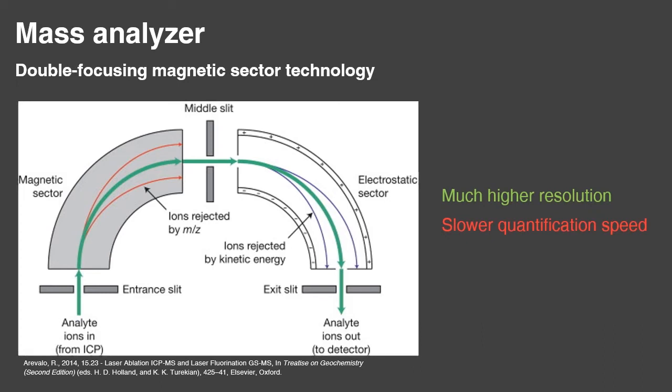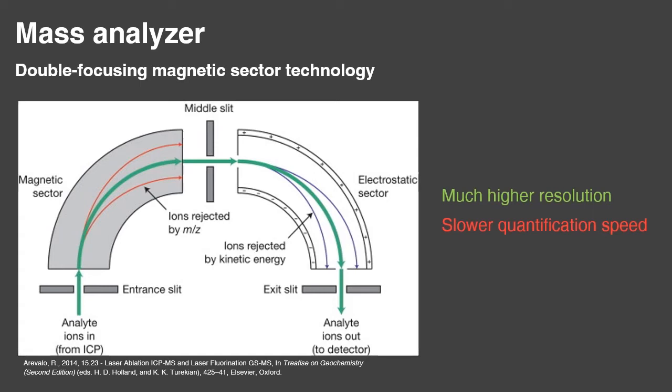The magnetic field separates the ions by their mass-to-charge ratio, that is, by energy to mass, and the electric field focuses the ions by their kinetic energy. The double focusing enables a significantly increased resolution in comparison to quadrupole mass analyzers, but has a notably slower working speed. Double focusing magnetic sector mass spectrometers therefore are commonly used for isotope analysis, for which a higher resolution is required.